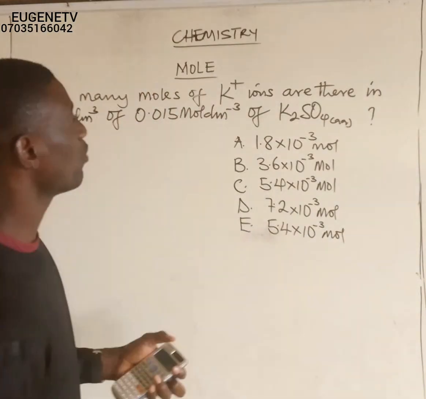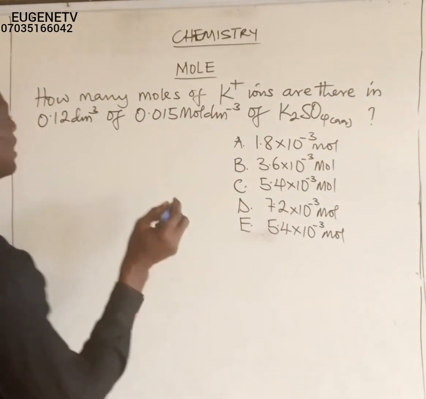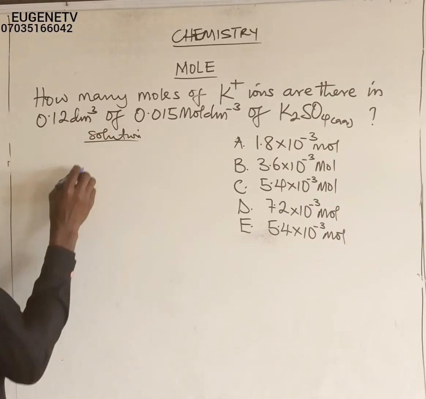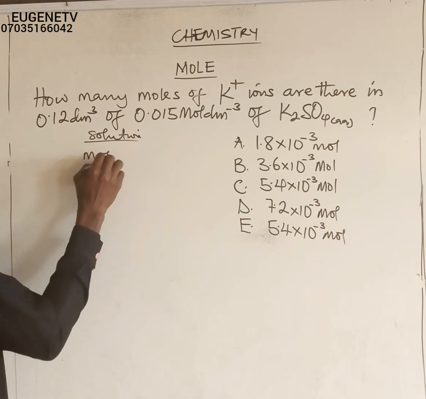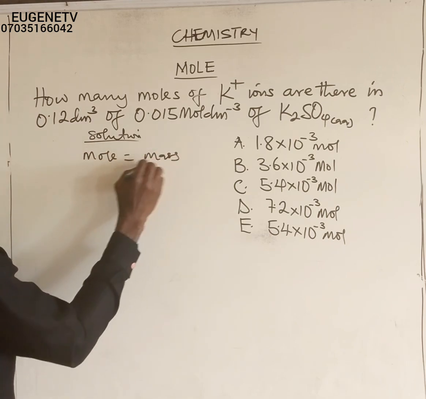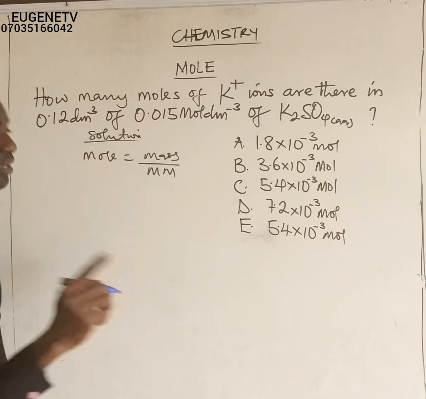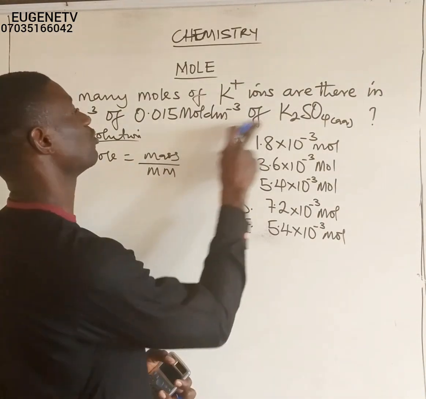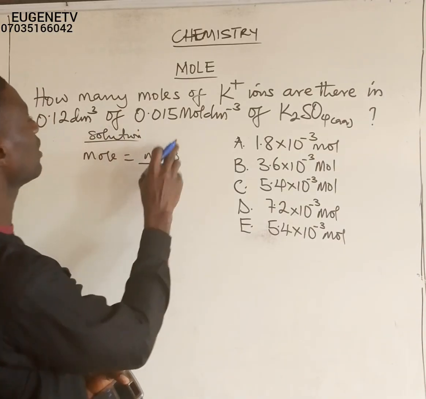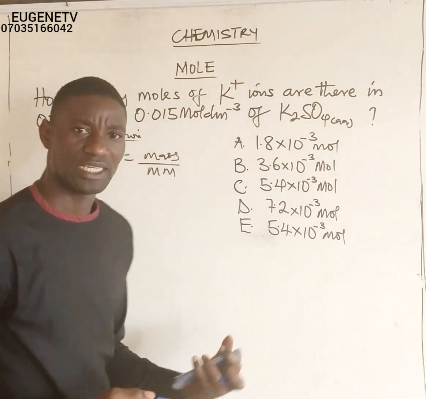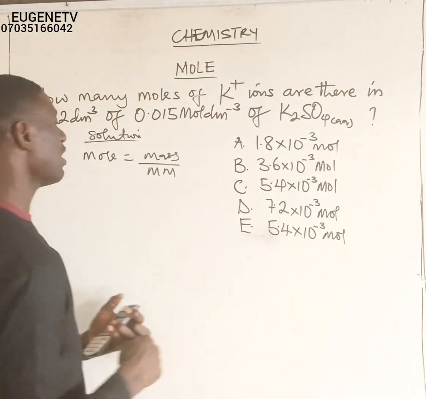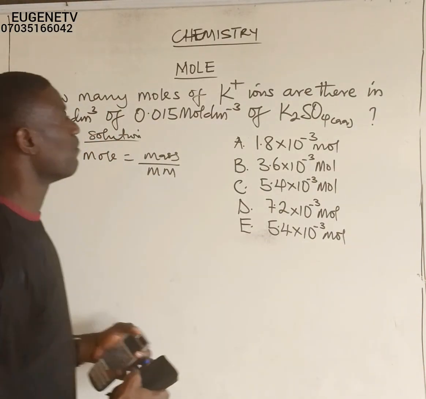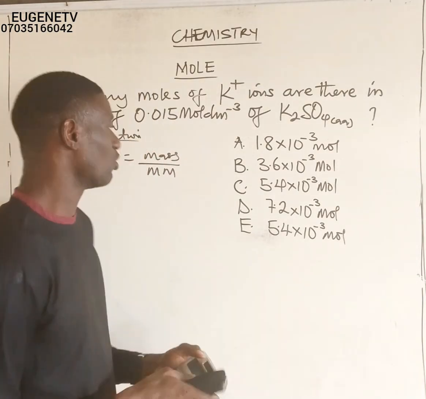Please don't panic. We have established earlier how we find mole. We say that mole is equal to mass over molar mass. But in this case, this formula cannot work because this is in solution form. You can see we're given volume in dm³ and we're also given the concentration of the salt in mole per dm³. So another formula we can use to calculate mole of any substance is what I'm going to give ourselves.